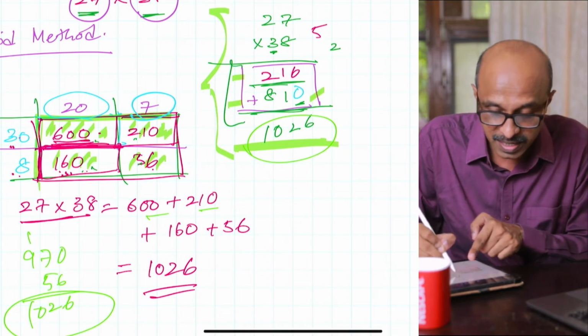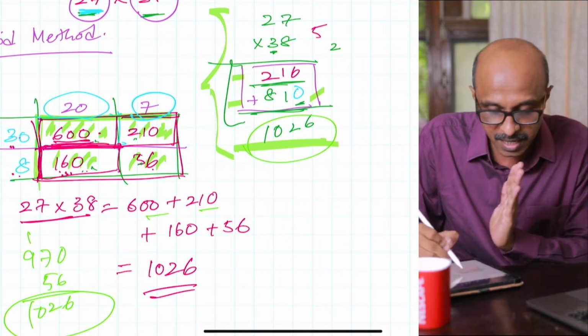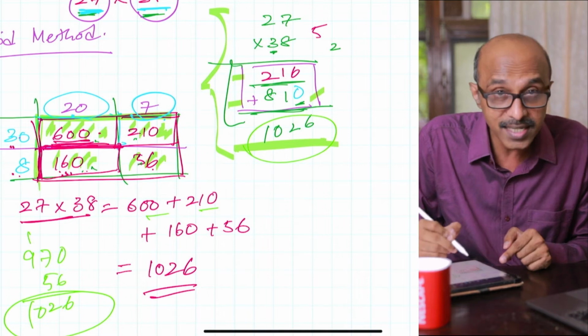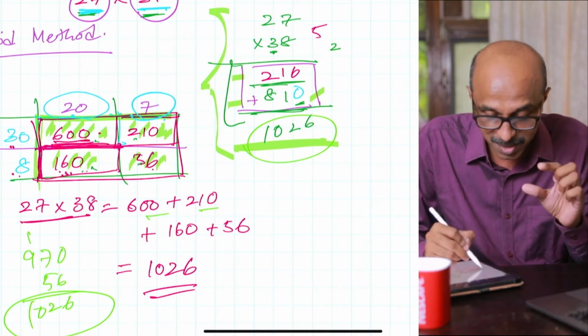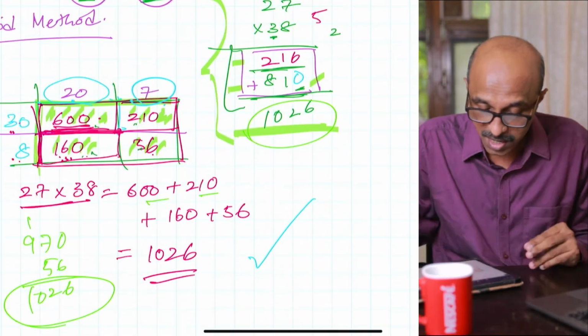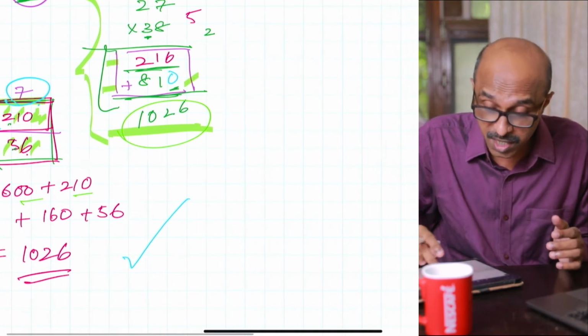20 and 7, it's like saying 27: 2 comes in the tens place and 7 comes in the units place. So this is 20 and that's 7. 38 in the same way is written as 30 and 8, which means 3 is in the tens place. And so the place value is still maintained, and that's why this works. Now we can extend this grid method to even larger numbers, 3-digit numbers also.